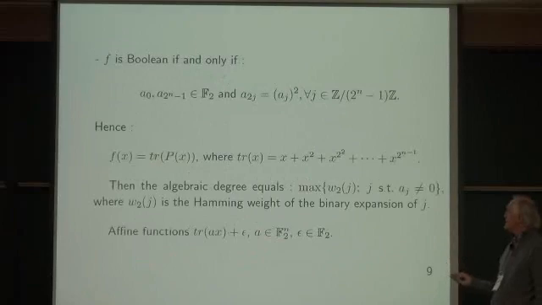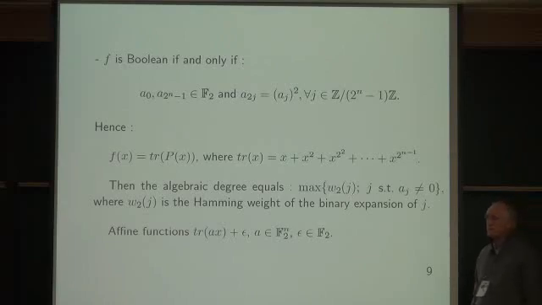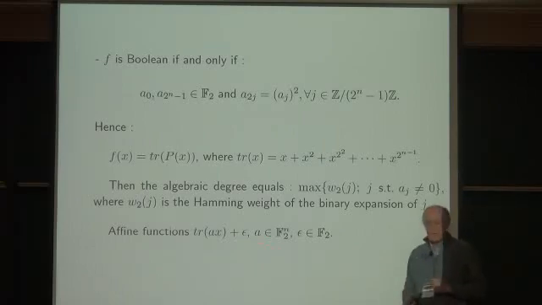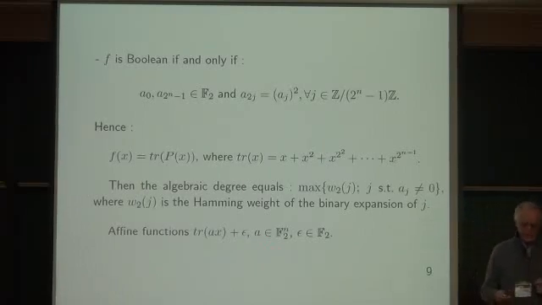coefficients, and the algebraic degree nicely expresses by means of this representation. It's the maximum two-weight of the exponents with non-zero coefficients, where the two-weight is just the Hamming weight of the binary representation. Okay, for instance, the two-weight of 8 is 1, because 8 is 2 to the 3. The two-weight of 3 is 2, because 3 is 2 plus 1. Okay, and the affine functions can be also very simply represented in a unique way for these ones.